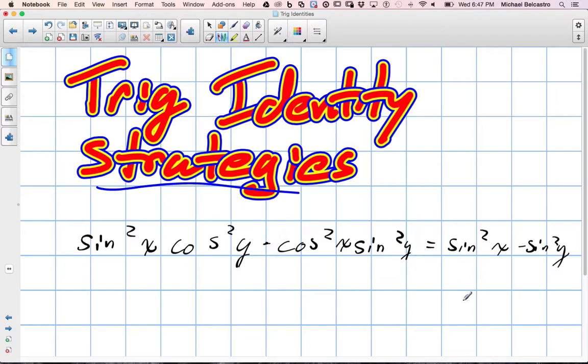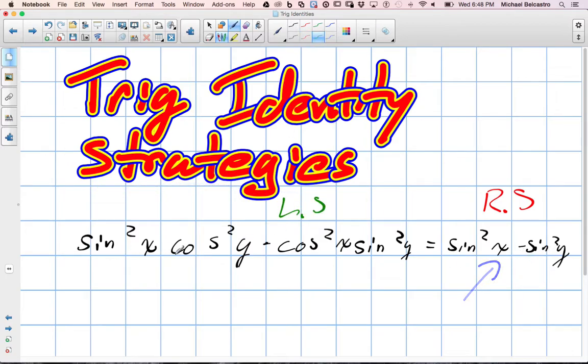We decided because the right side of the equation is only written in the function of sine, we were going to change everything on the left side of the equation to a function of sine. So we're going to change our cos squared y and our cos squared x so that we're dealing with sine instead. That way, maybe that's a route we'll take.